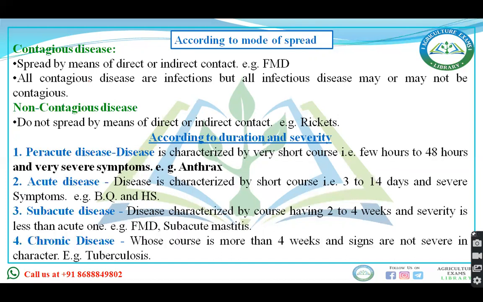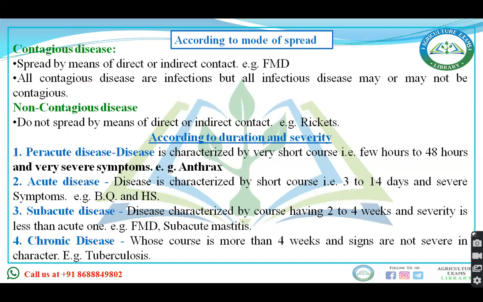Now, according to the duration, this is very important. One is peracute, acute, subacute, and chronic. Peracute means the disease is characterized by a very short course, like anthrax. Acute, when it takes 3 to 14 days, like black quarter, HS.